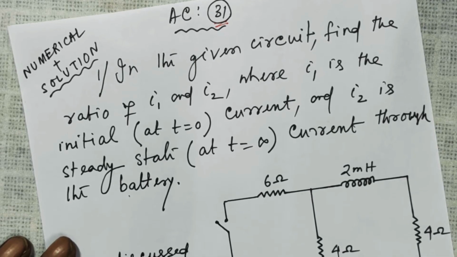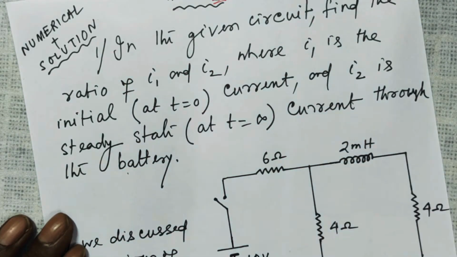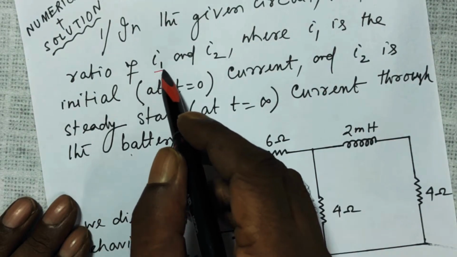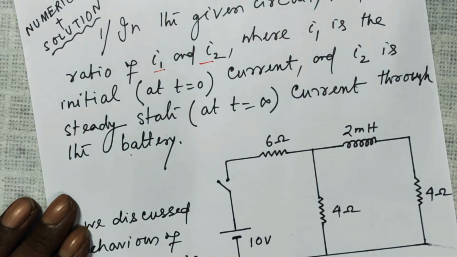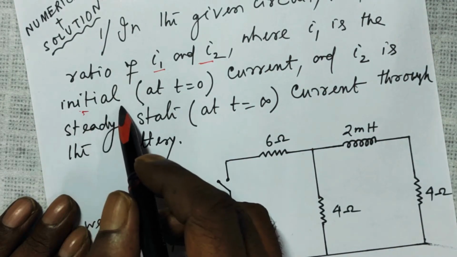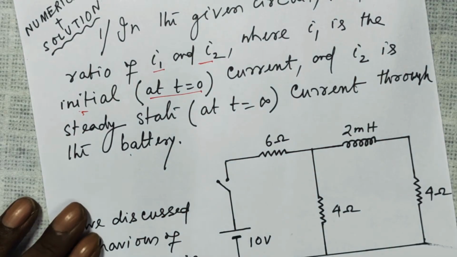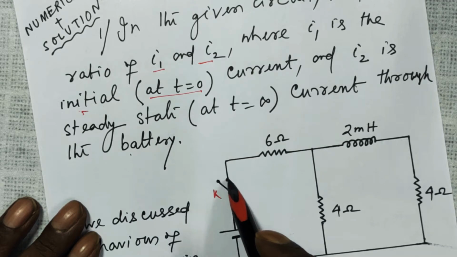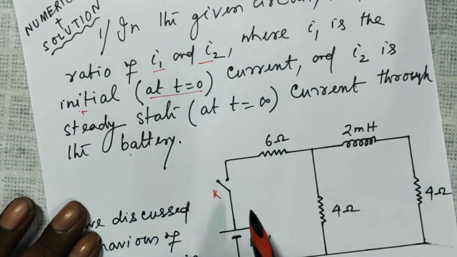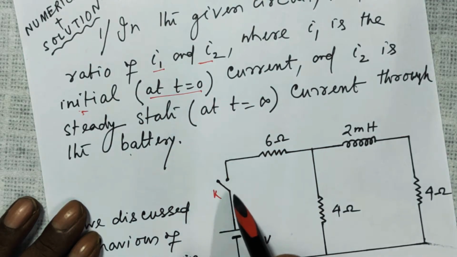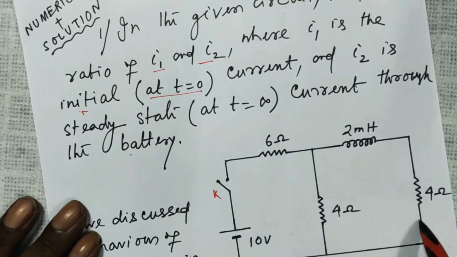Look at the given circuit. Find the ratio of current I1 and I2, where I1 is the initial current, that is at t is equal to 0. What do you mean by t is equal to 0? When this key is just switched on, at that instant, some current I1 will flow.